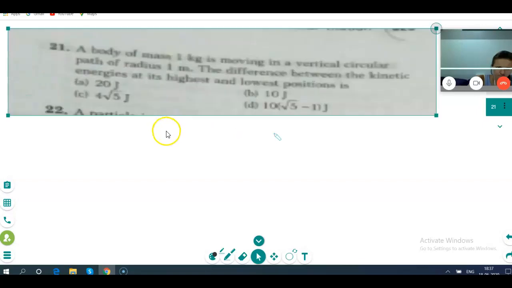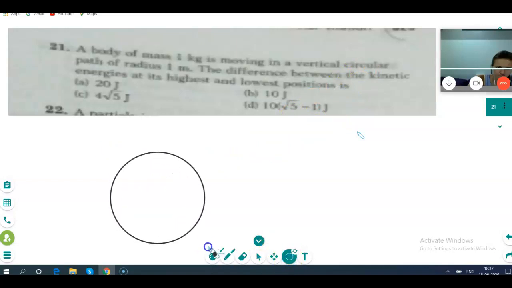A body of mass 1 kg is moving in a vertical circular path of radius 1 meter. Find the difference between kinetic energy at its highest and lowest points. Very simple. It is a vertical circular path. Correct? Lowest point is here, highest point is here. So what is the difference of the kinetic energy between the highest point and the lowest position?